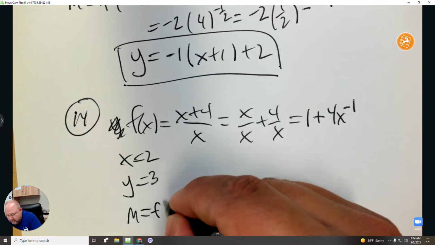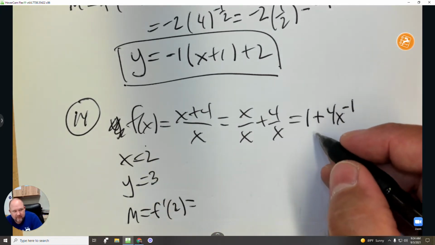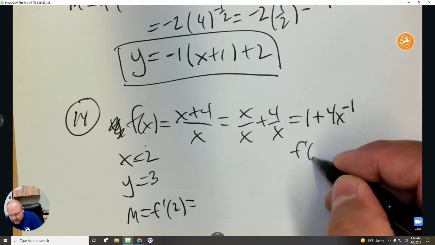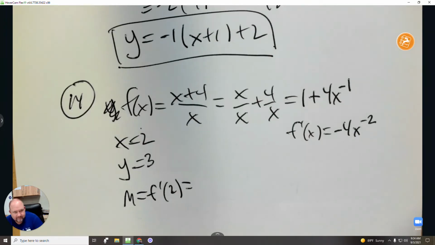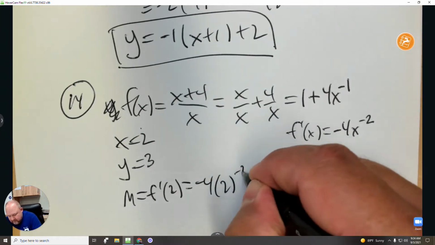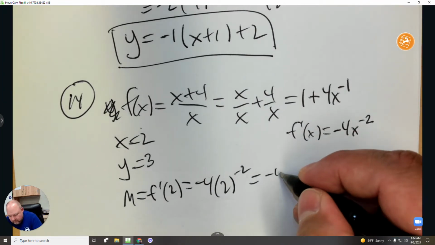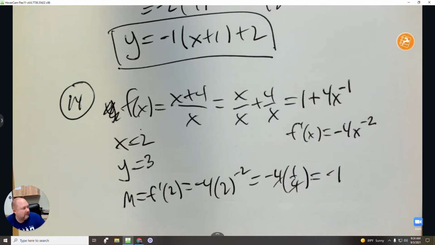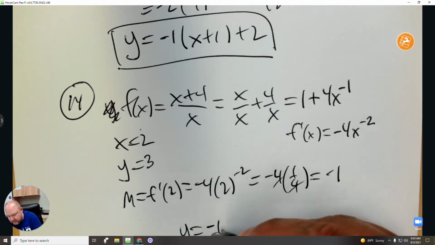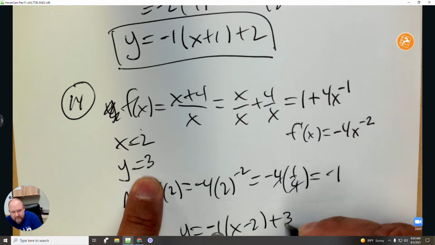To find the slope, I need to take the derivative and plug in the x coordinate. The derivative here is 0 and -4x to the -2. That's it. Plug 2 in. 2 to the -2, that's 1/4. And then the 4's divide out, and the slope is -1. And then put it all together, so the slope is -1, and then it's (x minus 2) plus 3.